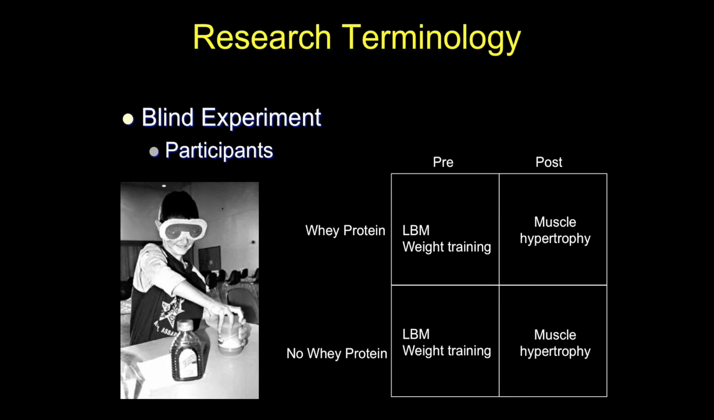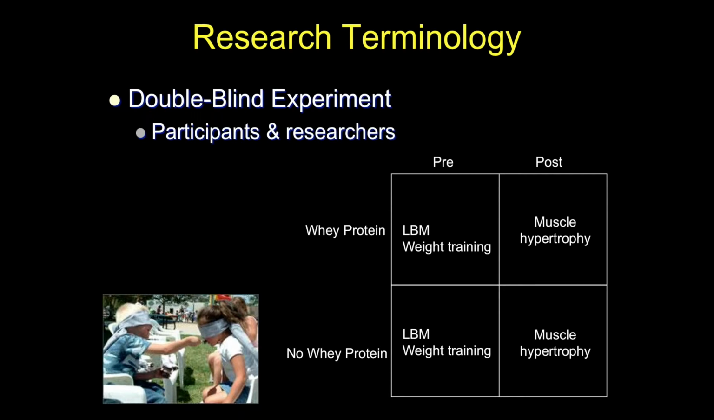It's also important to blind the participants, especially in something like this where they're receiving some sort of treatment like whey protein. You want to make sure that they don't know what group they're in because that can actually affect the results of the study. They might try harder to increase muscle hypertrophy. Maybe they'll train harder than they normally do because they know they're getting the whey protein.